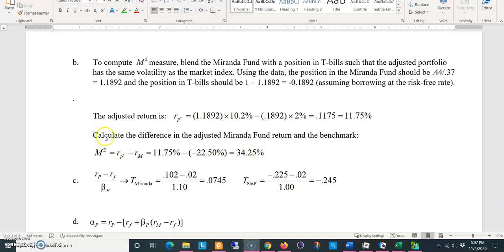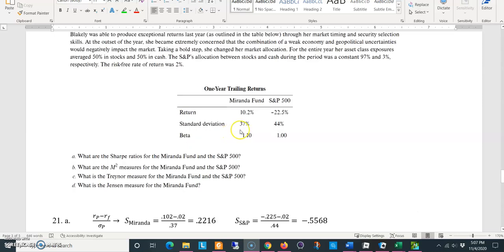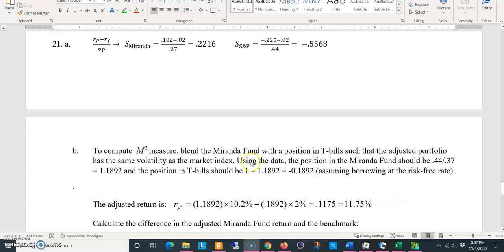Now, how do I calculate these weights? I can calculate the weighted average. So W1 times this sigma plus W2, which is the same as 1 minus W1, times the sigma for the risk-free rate, which is 0, should equal 0.44. So that is why W1 is basically 0.44 over 0.37. That's W1, and 1 minus W1 is my W2.